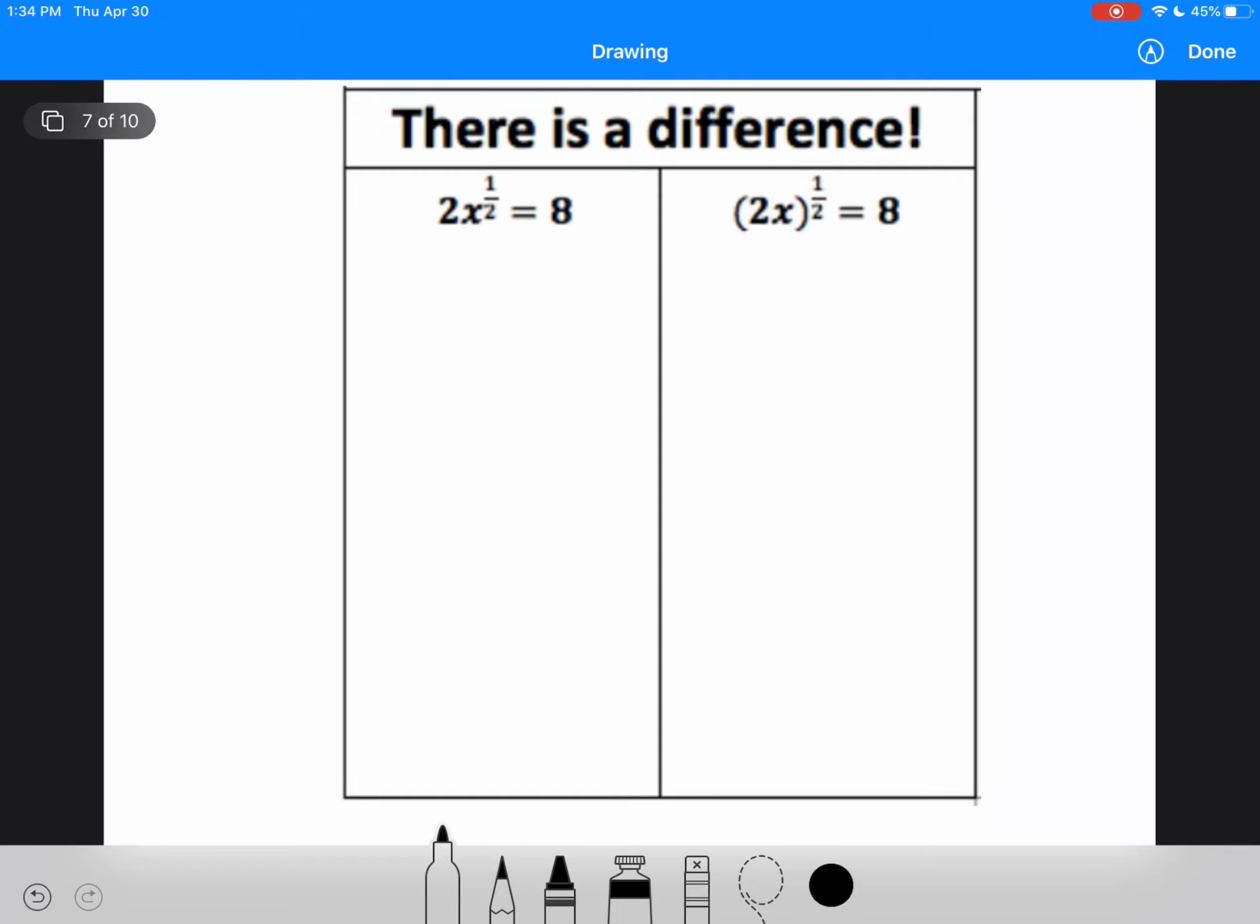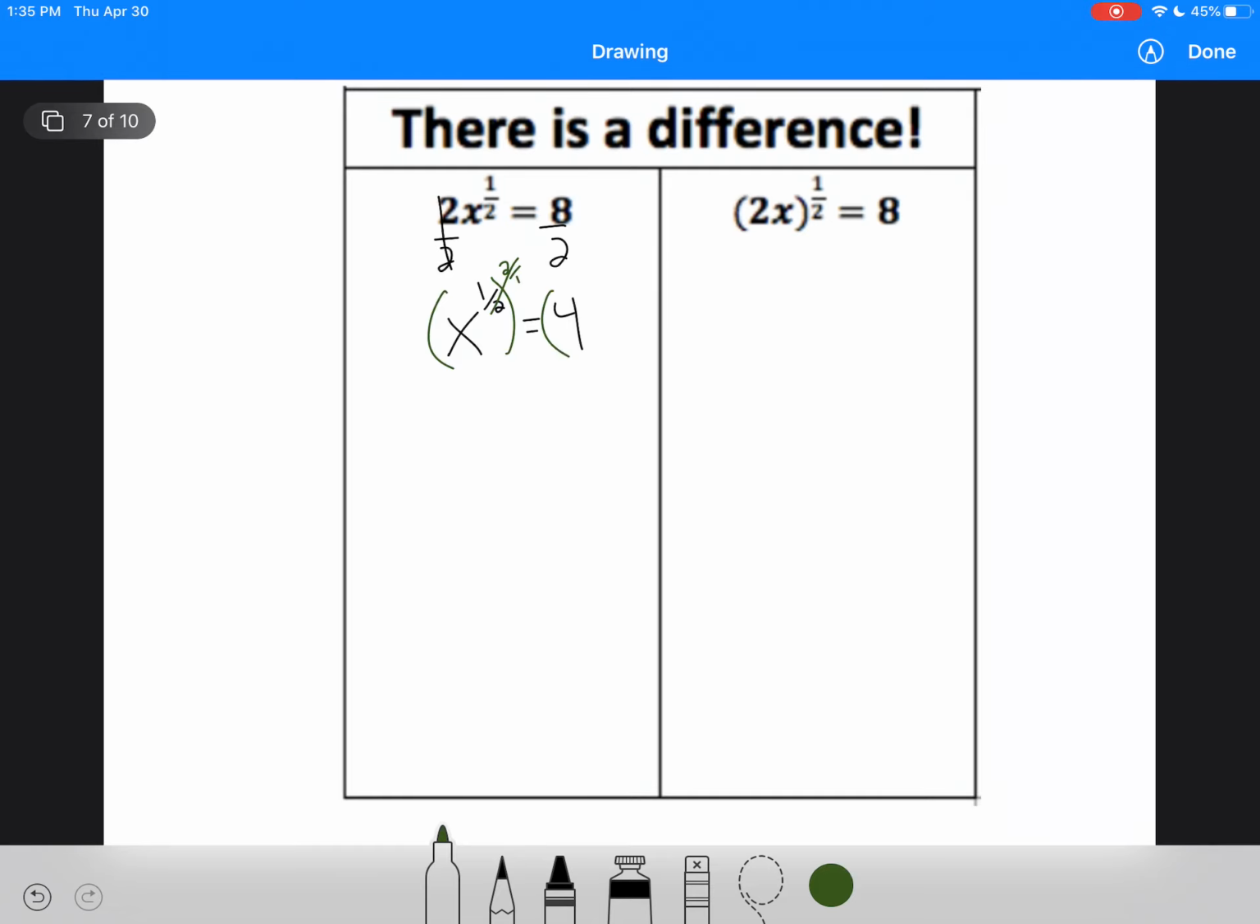Okay. Now, one thing to know, we're going to do one more problem here, but there's a difference between these two. It's important to note that when there's a parentheses here and when there's no parentheses, it's going to be a slight different process in terms of what you do first. So if there's no parentheses, then you need to isolate this. So you need to divide by 2 first. Then you end up with x to the power 1/2 equals 8 divided by 2, which is 4.